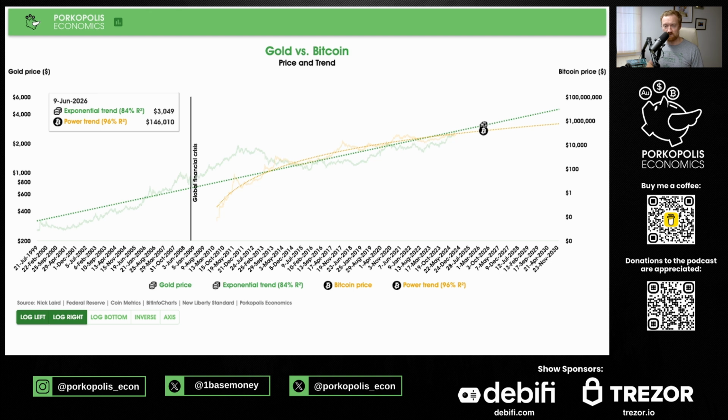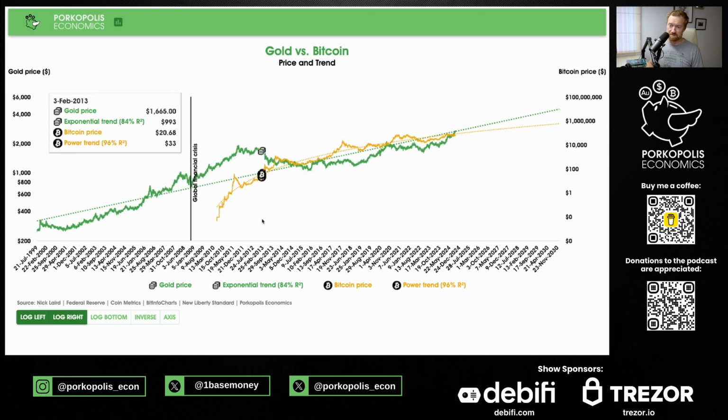So, different markets, different business models, different trend lines. Gold, like most financial markets, is exponential. Bitcoin, pretty uniquely, is a power trend. And right now, the growth rate is approximately 45% per year.